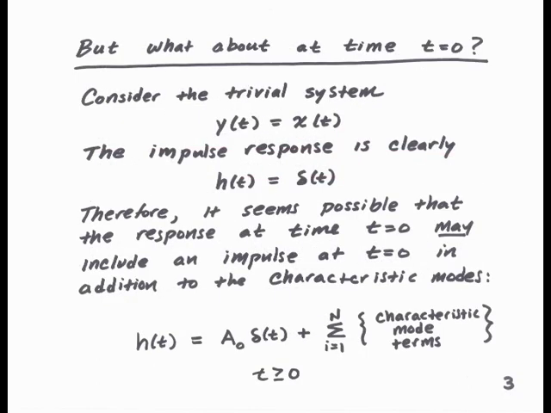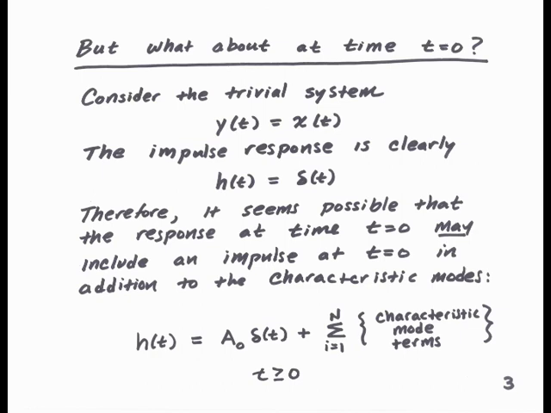So this insight tells us what the unit impulse response must look like for time t greater than 0 plus. But what about at time 0? Let's consider a trivial system. The output is equal to the input. The impulse response is clearly h of t equals delta of t. We put in an impulse and we'll get out an impulse.